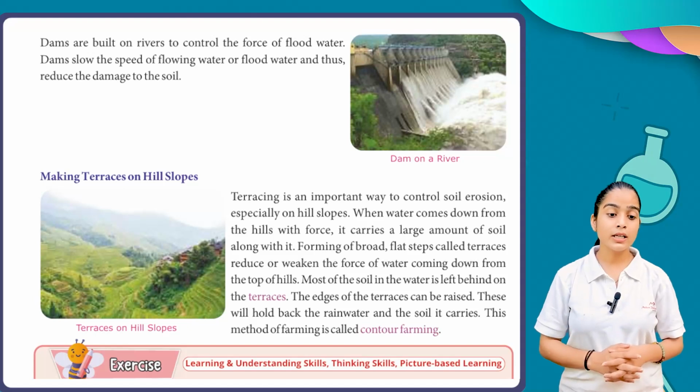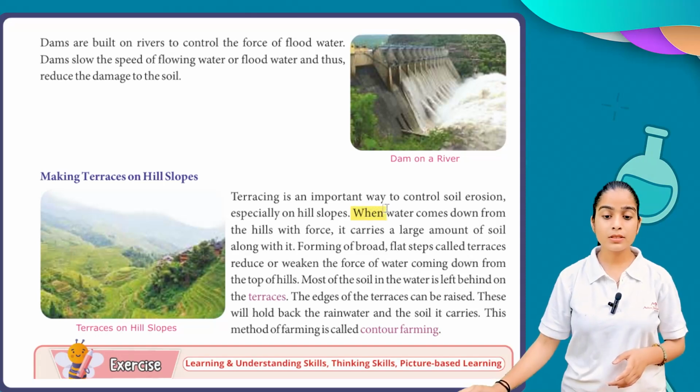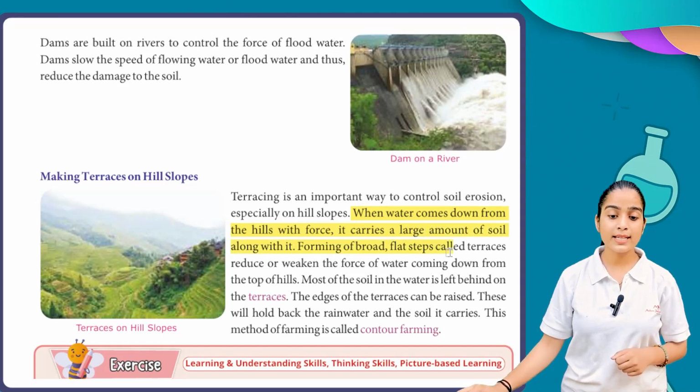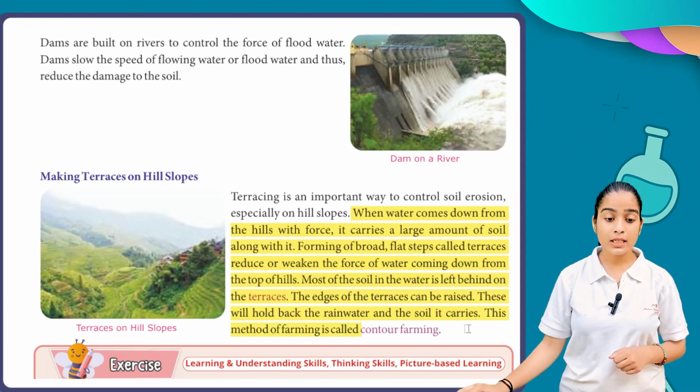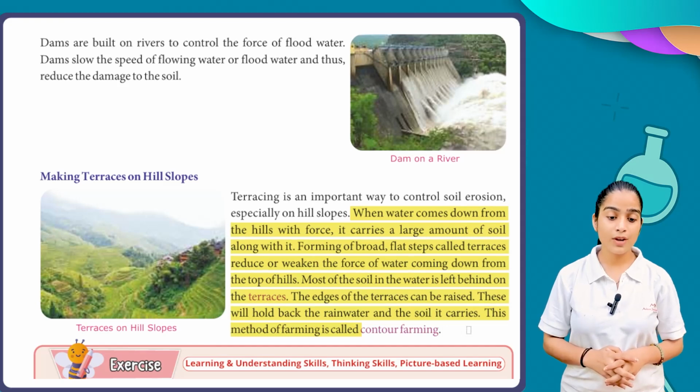Making terraces on hill slopes. Terracing is an important way to control soil erosion, especially on hill slopes. When water comes down from the hills with force, it carries a large amount of soil along with it. Forming broad flat steps called terraces reduces or weakens the force of water coming down from the top of the hills. Most of the soil in the water is left behind on the terrace. The edge of the terrace can be raised. These will hold back the rainwater and the soil it carries. This method of farming is called contour farming.